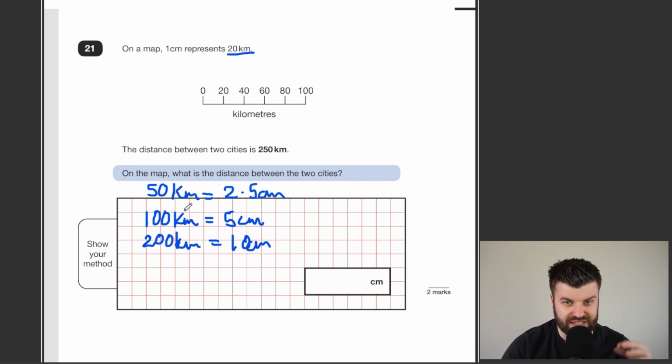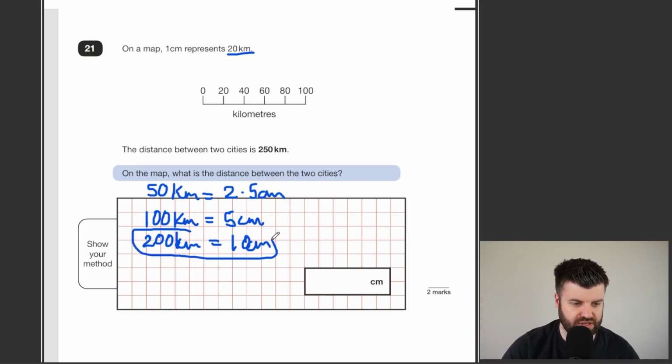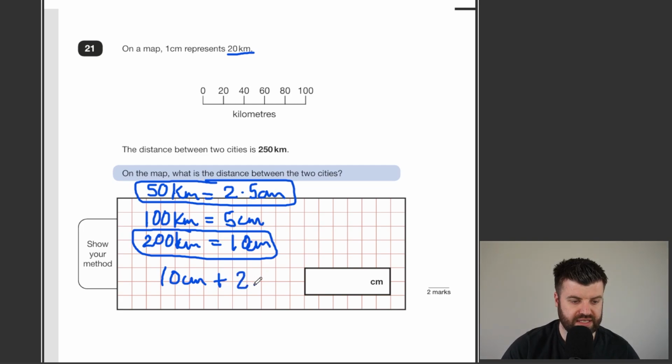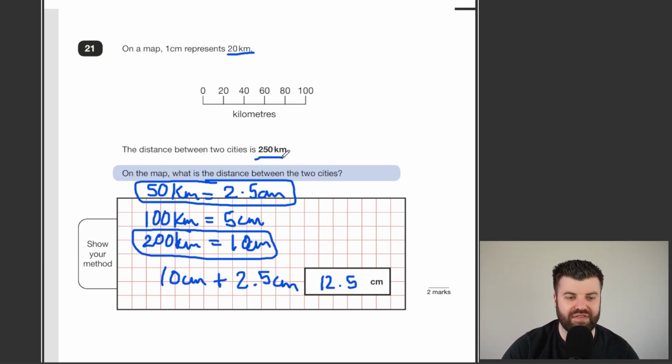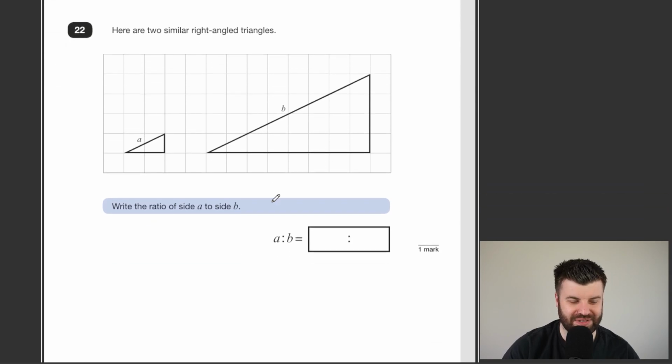So now I've built up this kind of pad of knowledge that I've got here. I can say, okay, so for 250, I can take 200 kilometers, which is 10 centimeters. And I can take 50 kilometers, which is 2.5 centimeters. And I can add them up, and I get 12.5 centimeters. On the map, that's how far away they would be. And in real life, it's 250 kilometers.